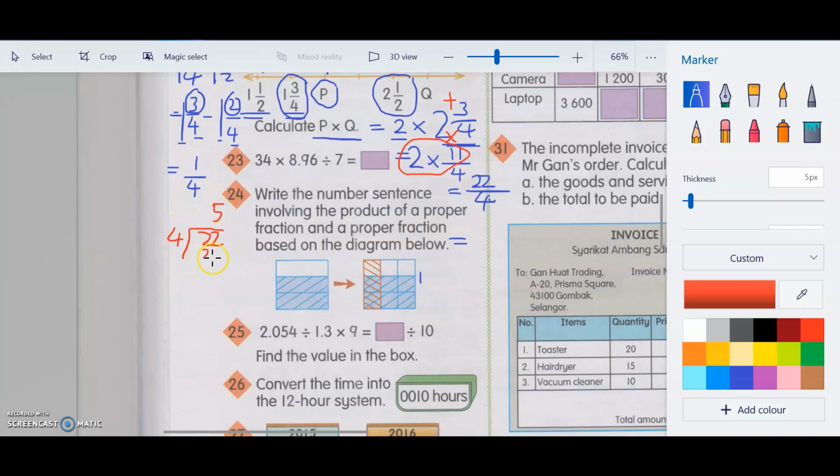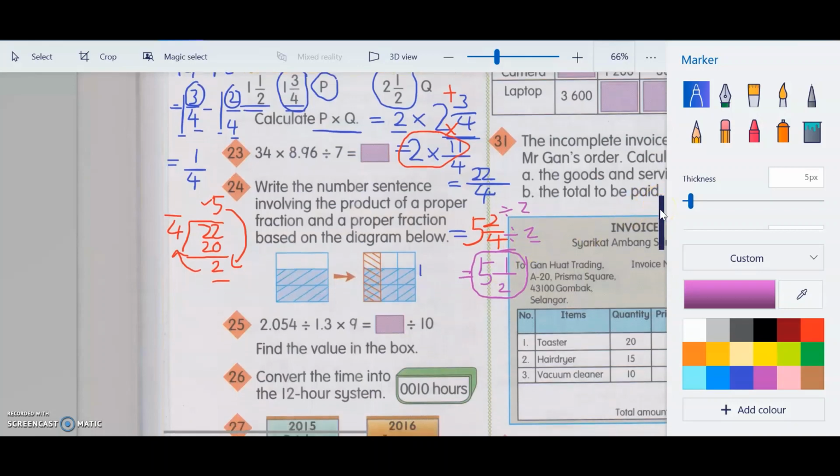5 times 4 is 20. Balance is 2. Then you do clockwise. So round number is 5, bottom is 2 over 4. Is this the final answer? Not yet. You still have to simplify. So 2 and 4, they are in the 2 times table, so you just divide. 4 divided by 2 is 2. 2 divided by 2 is 1. So your final answer is 5, 1 over 2.